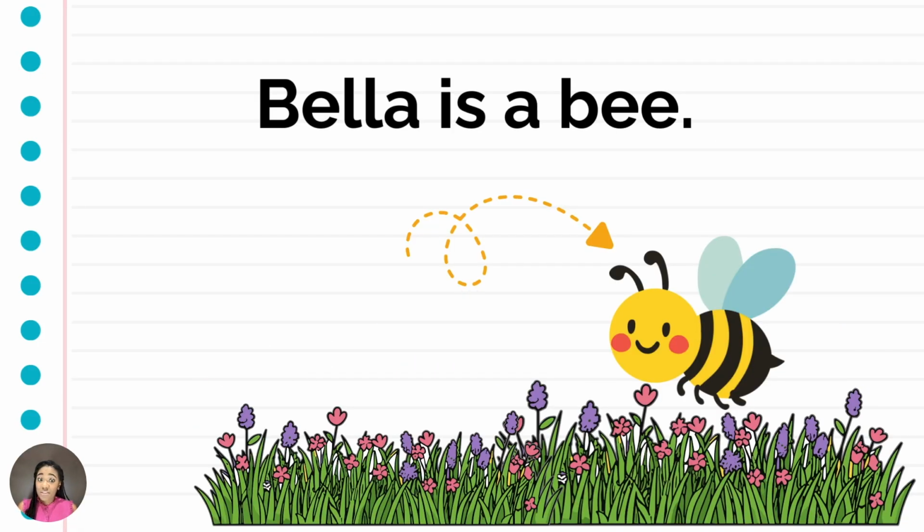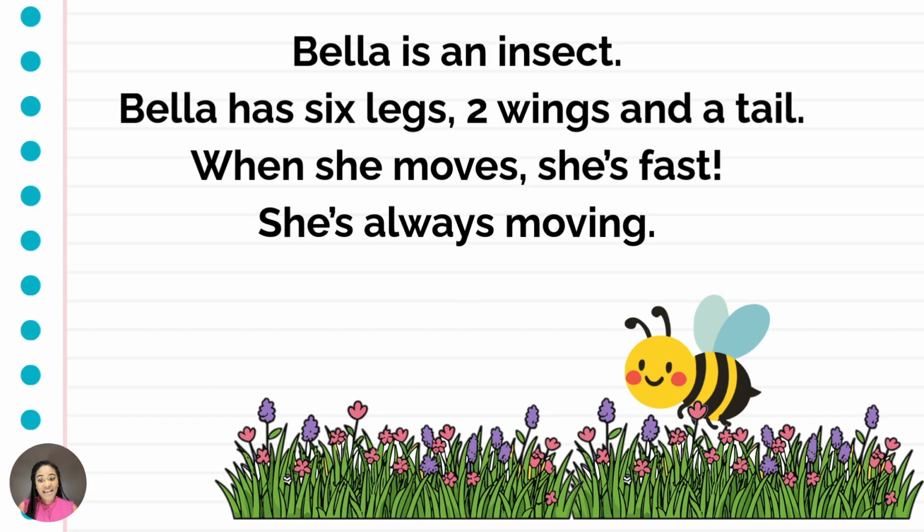But here comes Bella the bee. If I say to you, Bella is a bee, the first thing you should think about, unless I tell you otherwise, is that Bella is an insect. What are some other characteristics of bees? Bees have six legs, Bella has six legs.